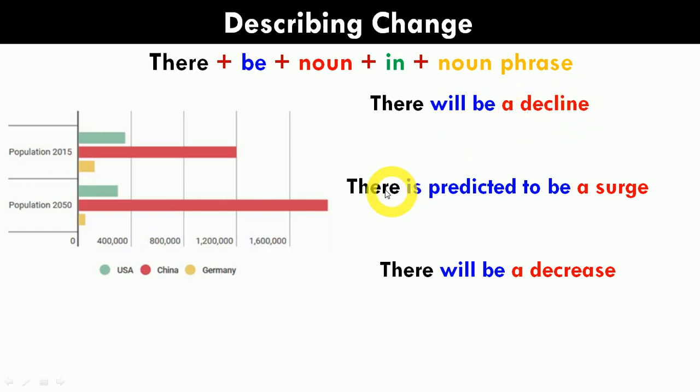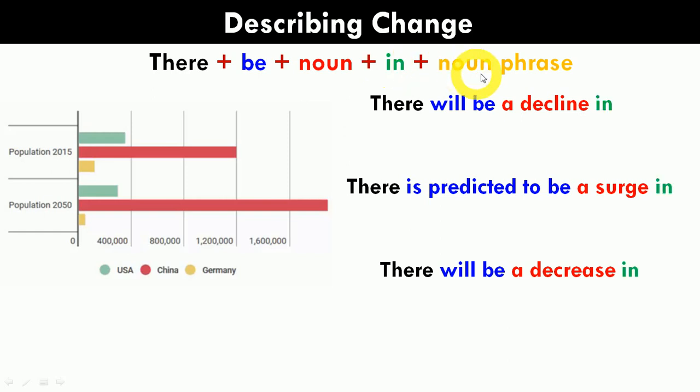Decline. In case of China, it is increasing sharply, so we have put the noun surge. There is predicted to be a surge. And in case of Germany, just like USA, the length of the bar is decreasing. That means there will be a decrease. So we are done with there plus supportive verb and then noun. To put an appropriate noun, we have to observe the change, whether it is increasing or decreasing. Then the preposition in, as it is.